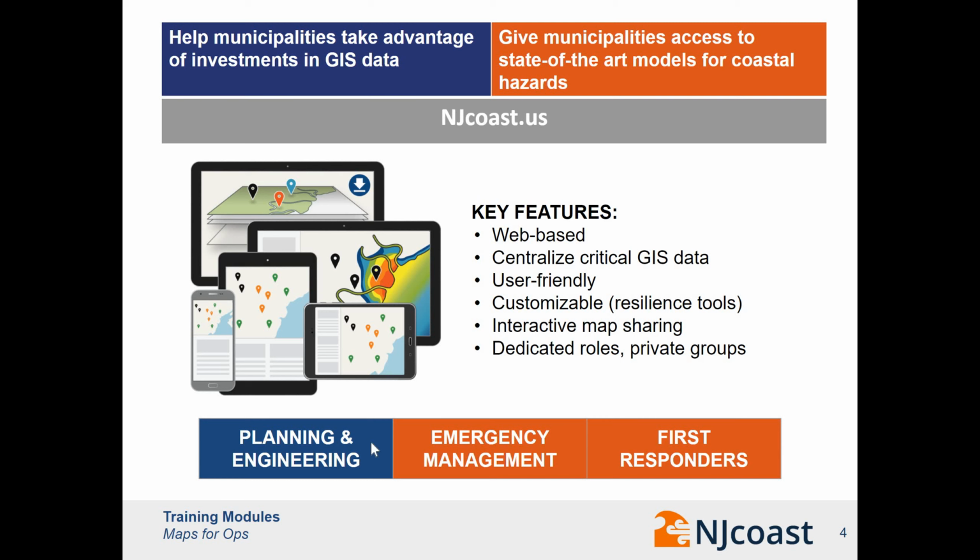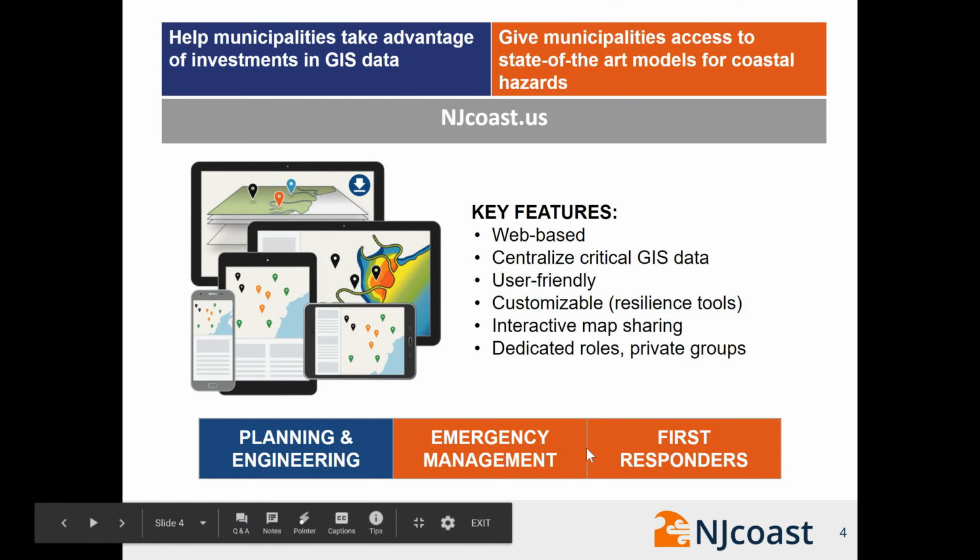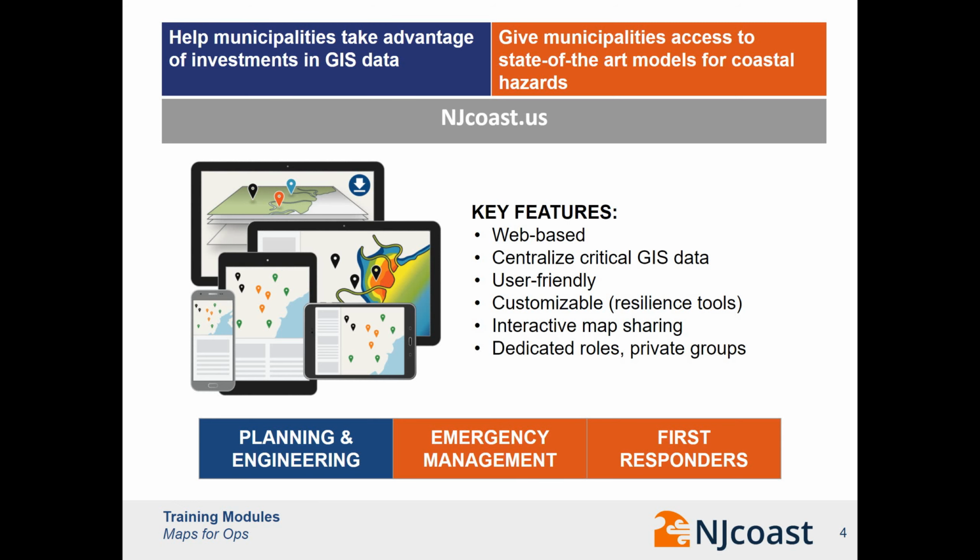What that enabled us to do was to create 3 different identities in NJcoast: planning and engineering, emergency management, and first responders. Now, once we create these identities, then anybody who is joining the system and approved to work in the system is going to be assigned one of those 3 roles. And then all the data that they're going to see in their platform is a function of the role they were assigned, as well as the municipality they affiliate with. So that means we could create one centralized platform that still provides private and secure access and interaction among specific groups such as municipalities across the state.